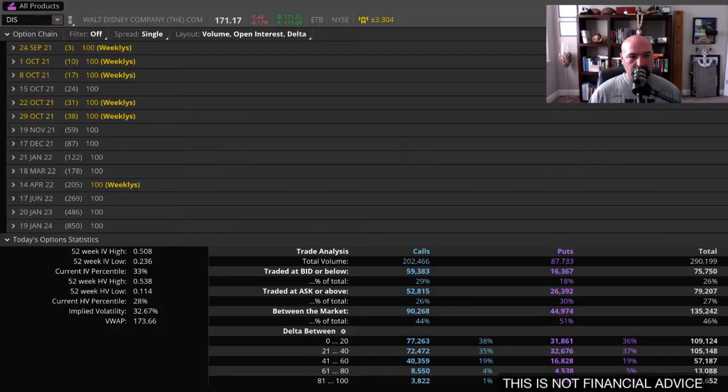But let's take a look at the options chain and see if this makes a little more sense. All right, so here we are. We're looking at the Disney options chain. I know it's my favorite for examples, right? Low IV, sitting right around 33%.